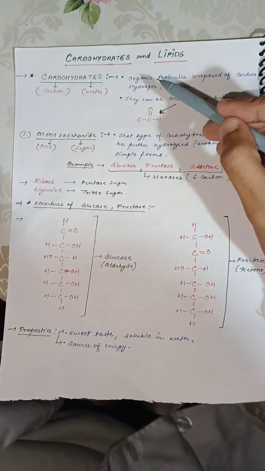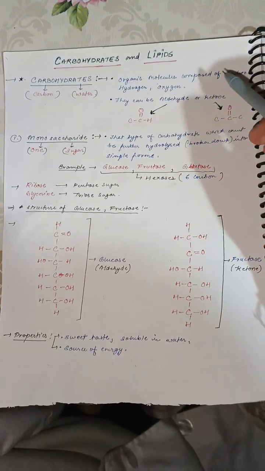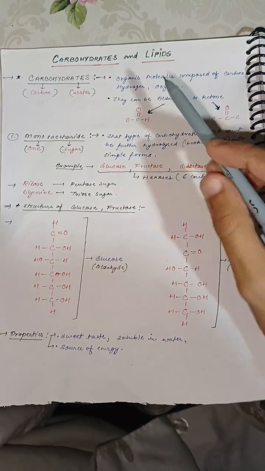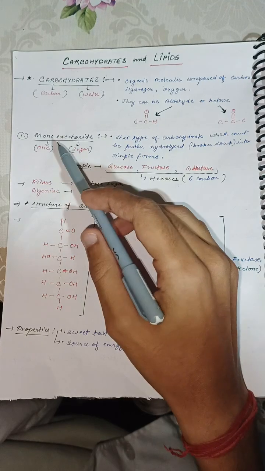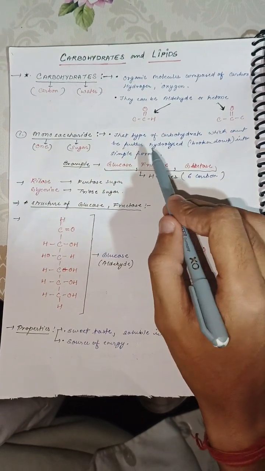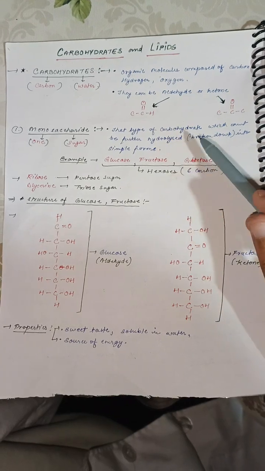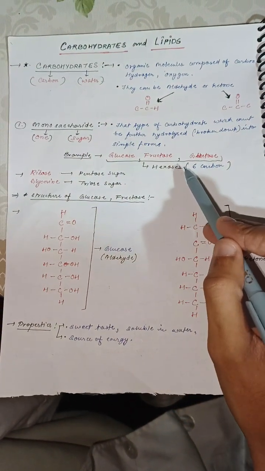And my third topic is carbohydrates and lipids. Carbohydrates are organic molecules composed of carbon, hydrogen, and oxygen. They can be aldehydes or ketones, and they are differentiated on the basis of sugar. First, monosaccharides: the type of carbohydrate which cannot be further hydrolyzed or broken down into simpler forms. Examples: glucose, fructose, and galactose.